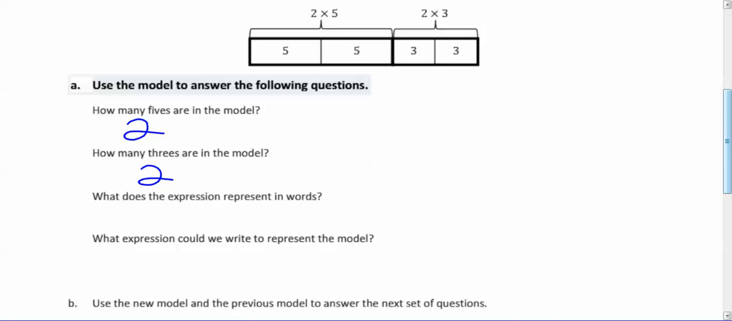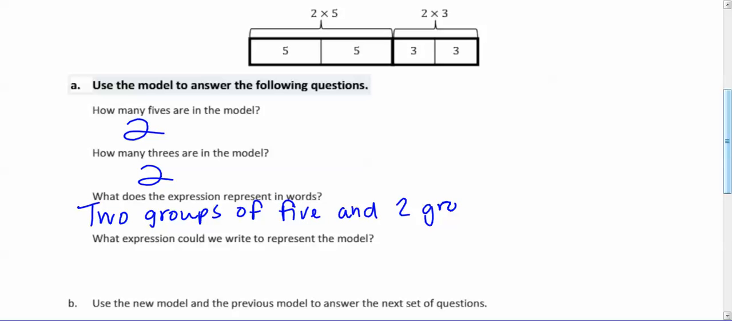Jacob. It's trying to show that the entire bar is not entirely equal to 5s, and it's also got 3s inside. Very good. How many 5s do we have? 2. So could we say we have 2 groups of 5? Yeah. And? 2 groups of 3. There you go. All right, that's what we're going to write down. So, 2 groups of 5 and 2 groups of 3.